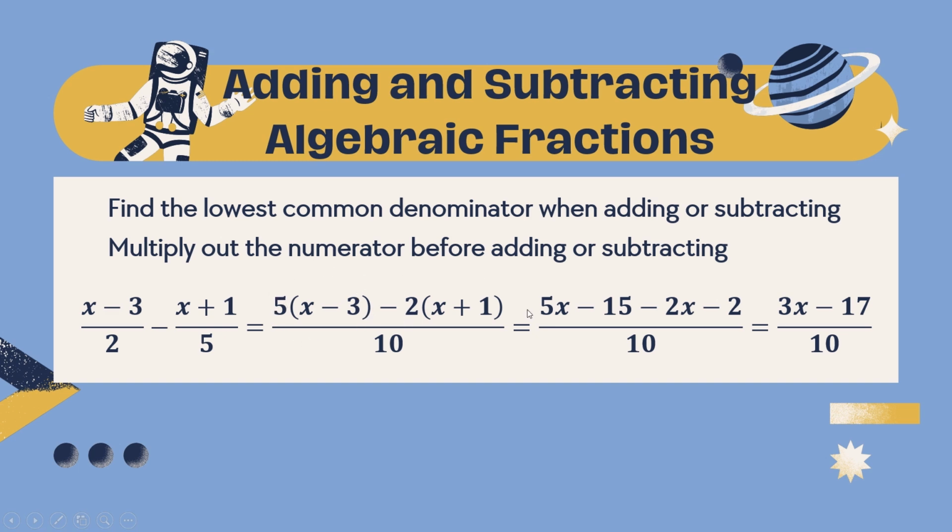Then we've got 5x minus 15 minus 2x minus 2 over 10. Then simplify the like terms: 5x minus 2x becomes 3x, and minus 15 minus 2 becomes minus 17. So the final answer is 3x minus 17 over 10.